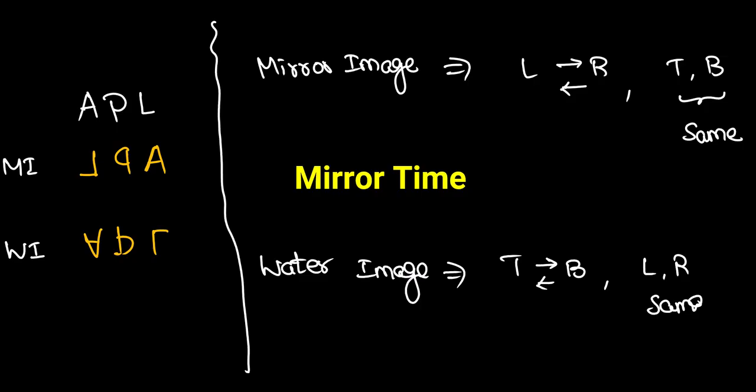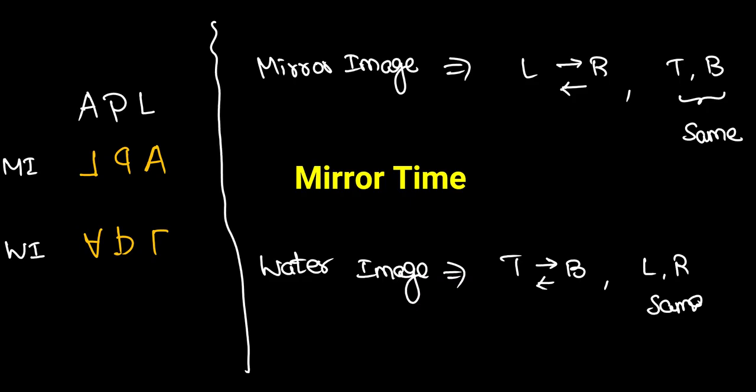I'm not discussing many examples, just for your idea: if it is APL, what will be the mirror image? For certain things, mirror image and water image are both the same. Let's say the letter O: mirror image is also O only, water image is also O only. It won't change. For I, mirror image I only, water image I only. But for T, don't say both are the same. For T, mirror image will be T, but water image will be the reverse case.